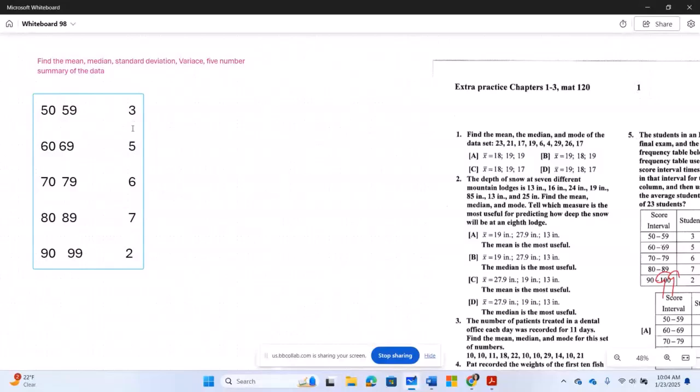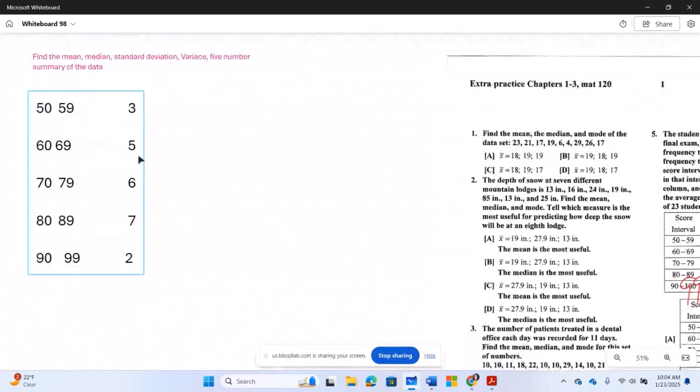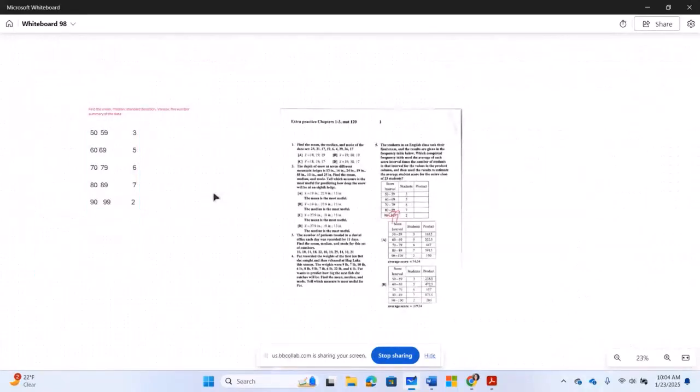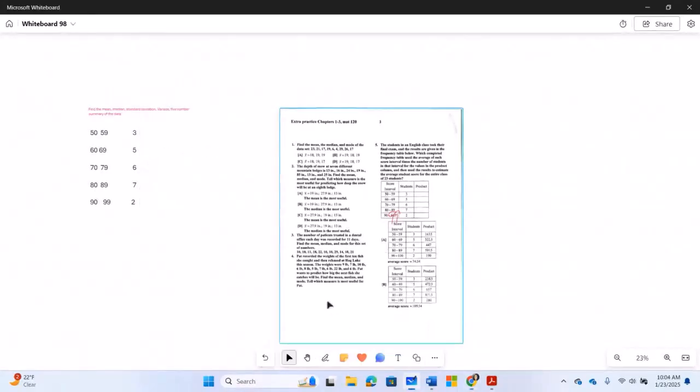So let's add all the students. How many students were there? The first one will ask yourself, what is the total frequency? The total frequency is the number of students in the class. So let's add up. That's 3 plus 5 is 8, plus 6 is 14. 14 plus 7 is 21. There are actually 23 students in that class.